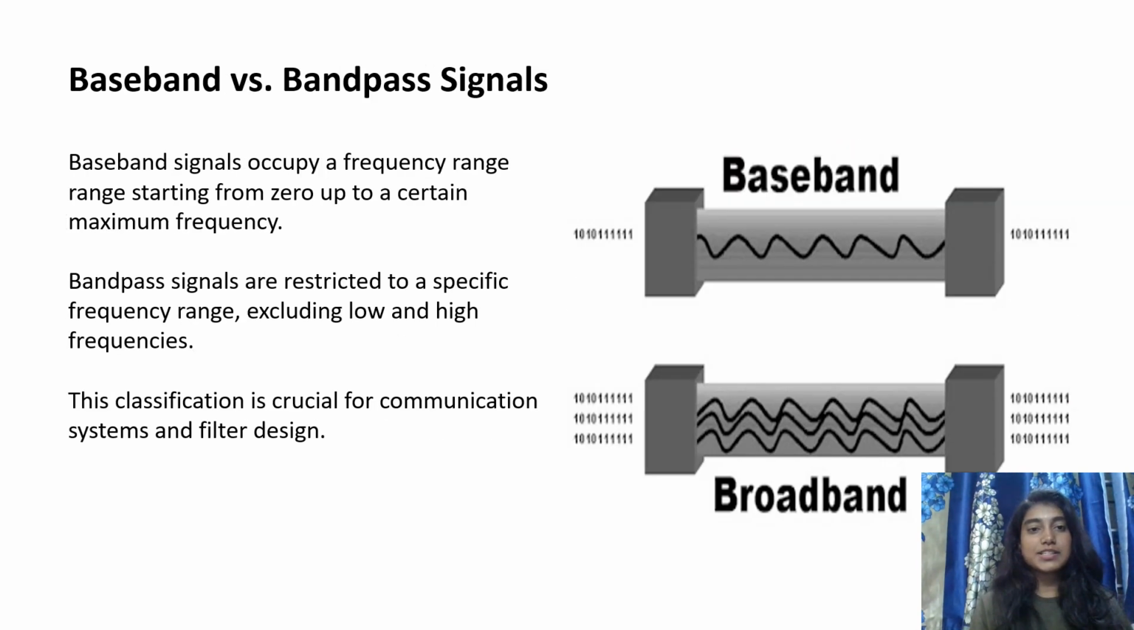Moving on, we have baseband and bandpass signals. Baseband signals occupy a frequency range starting from 0 up to a certain maximum frequency. Bandpass signals are restricted to a specific frequency range, excluding low and high frequencies. This classification is crucial for communication systems and filter design. Here we can see the baseband signal and the broadband signal. Baseband signal is a single signal passing from one point to another, while broadband signals are ones in which more than one signal is passing from one point to another.